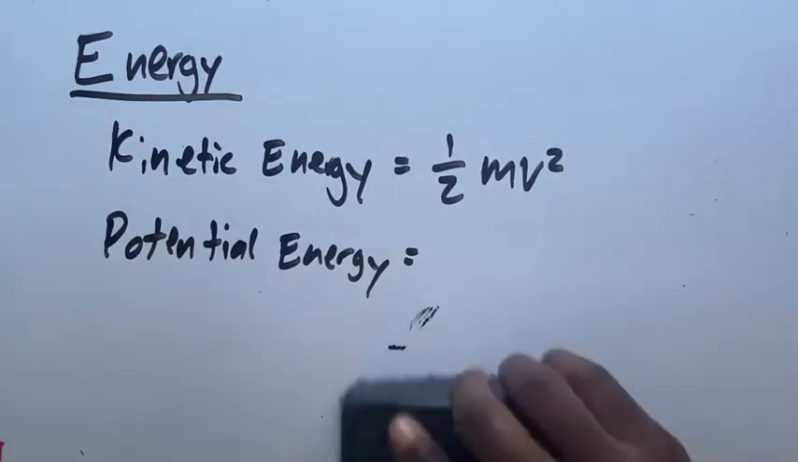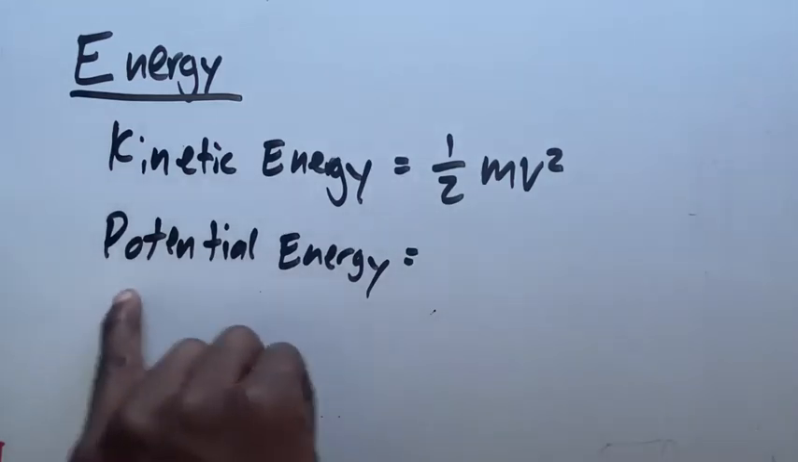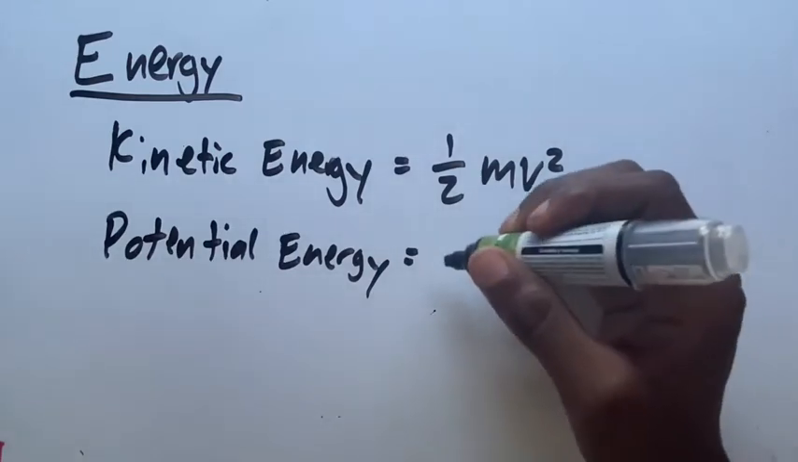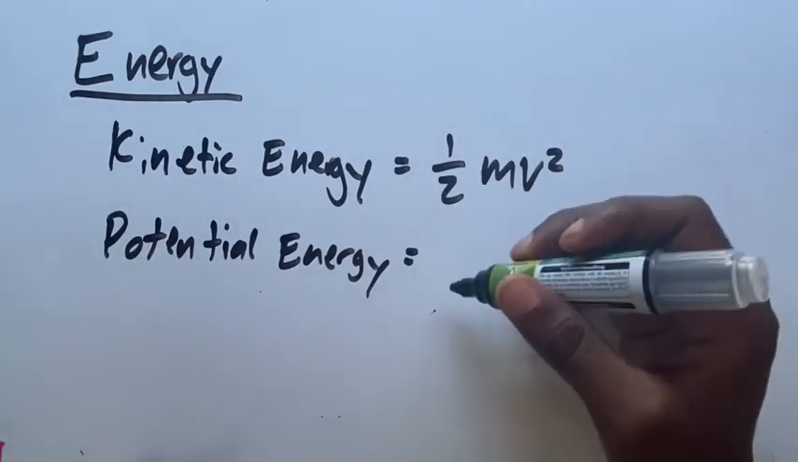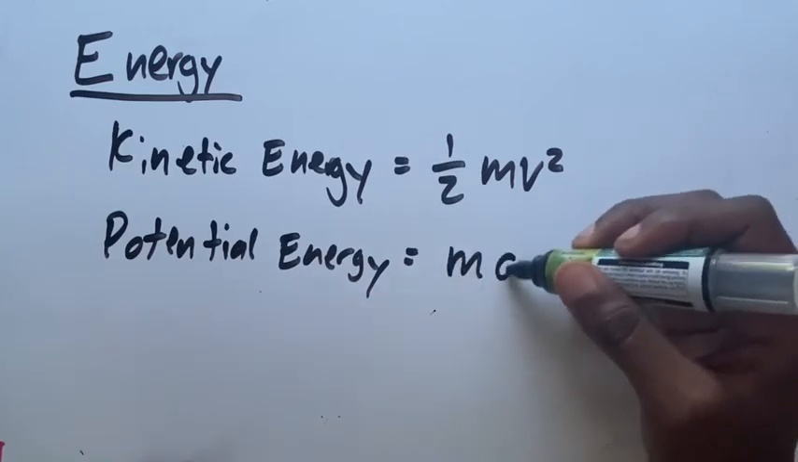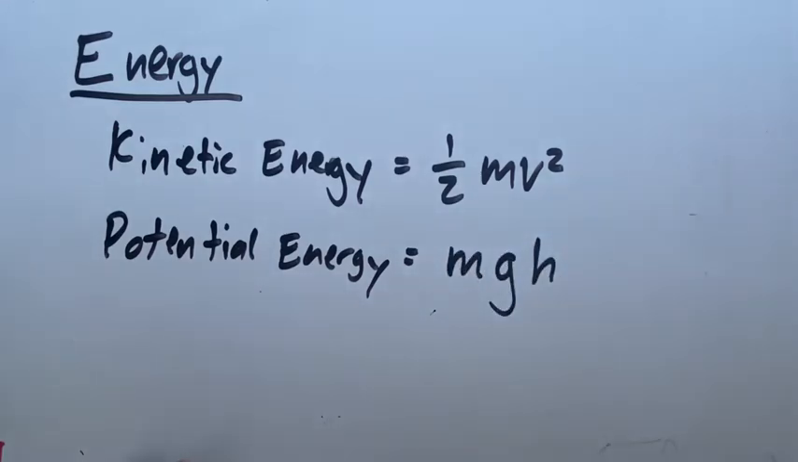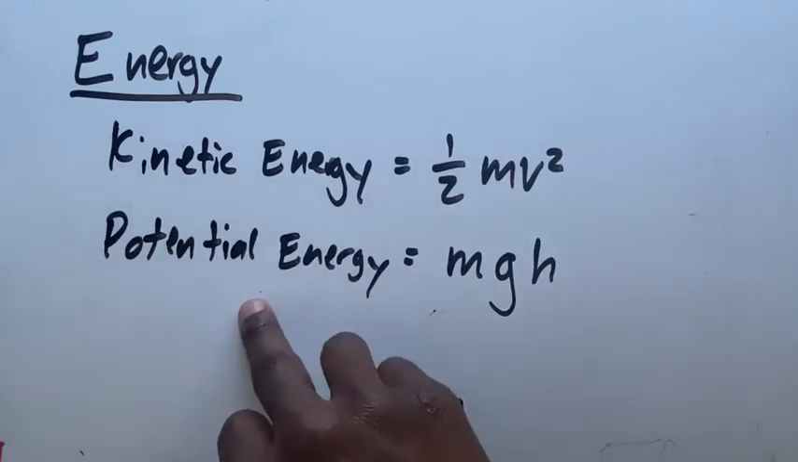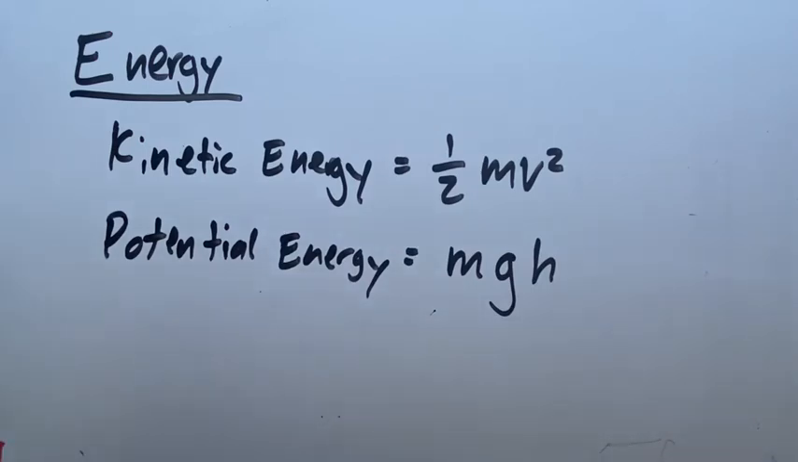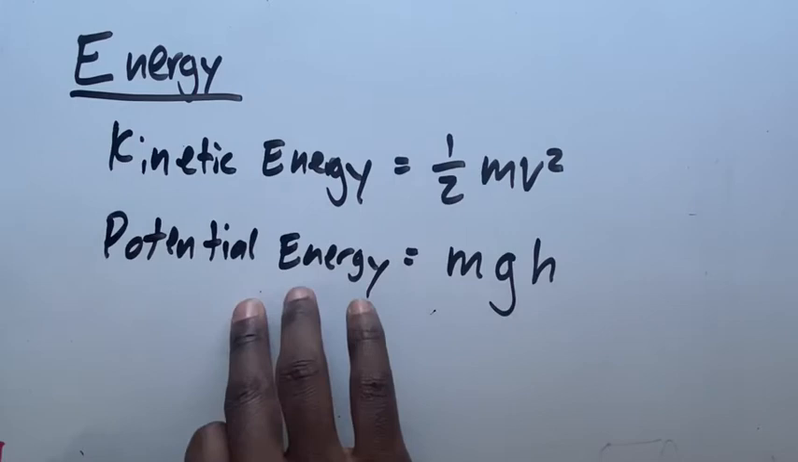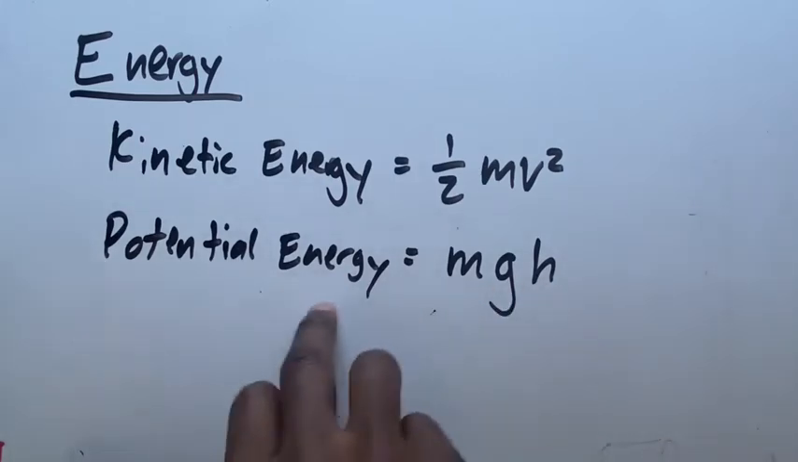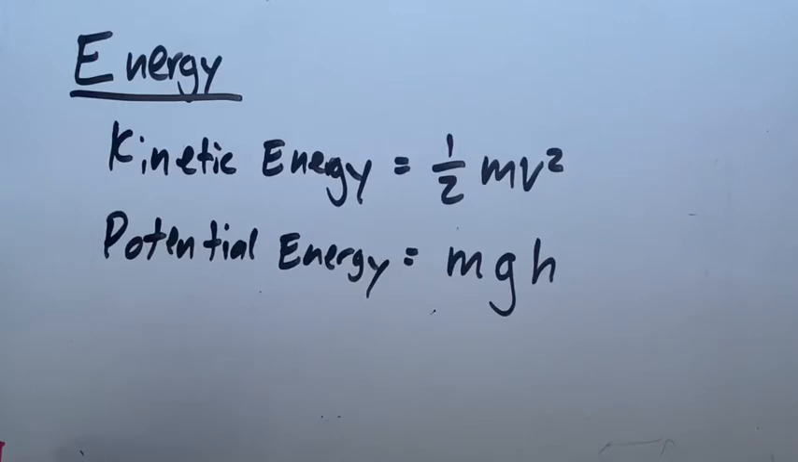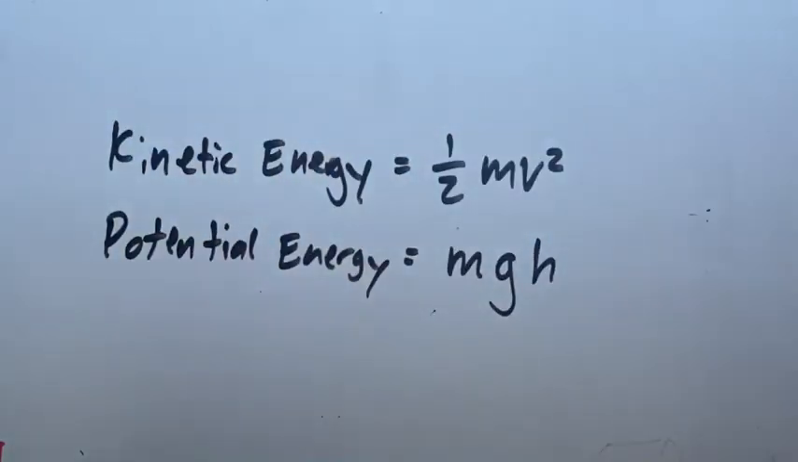But the main form of potential energy that we're going to be talking about here is gravitational potential energy, and that's given by mass times g times the height, where this h is basically how high up off the ground that object is. So the higher off the ground, or the higher the h is, the higher potential energy something has. All right, so now let me talk a little bit about the conservation of energy.